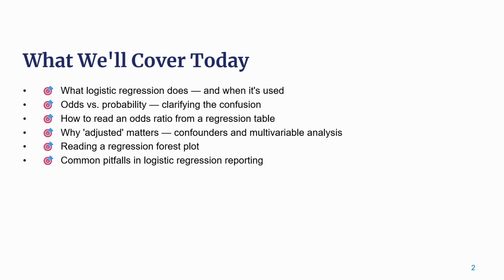Logistic regression is used when the outcome is binary: alive or dead, diseased or healthy, responded or didn't respond. It's everywhere in retrospective clinical studies and case control studies. We'll build from the ground up. What's an odds ratio? How do you read it? And what does "adjusted for confounders" actually mean in practice? Then we'll apply it to a clinical case.